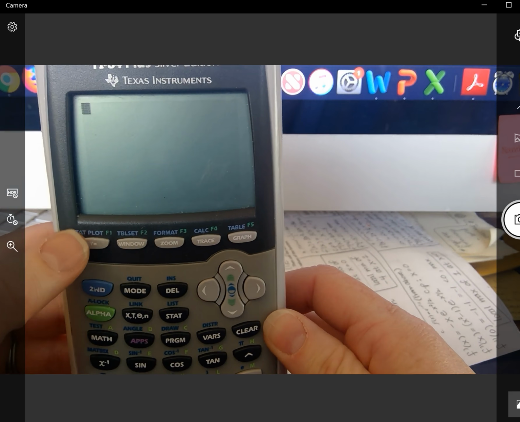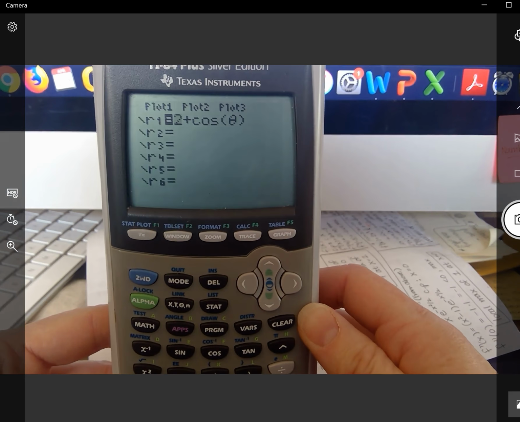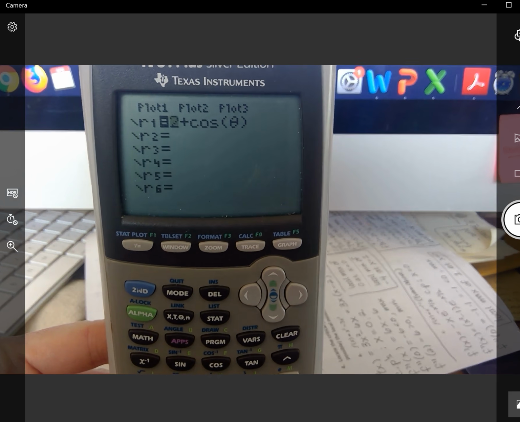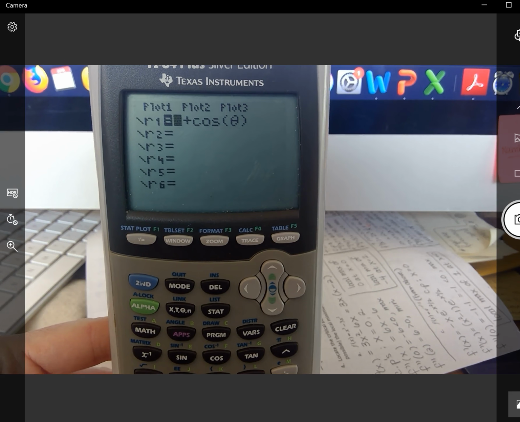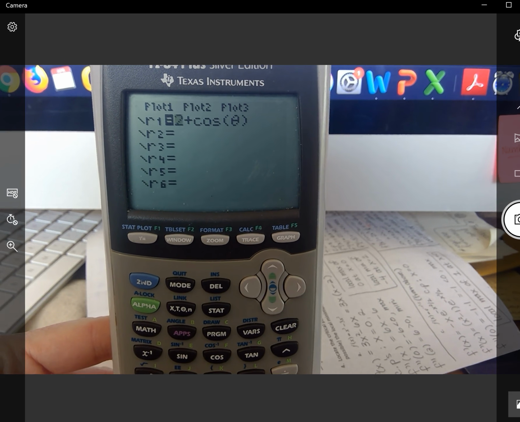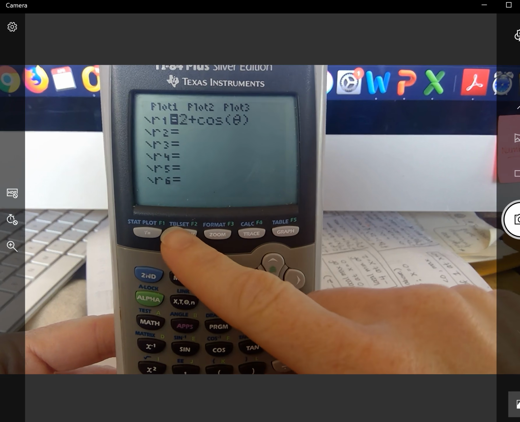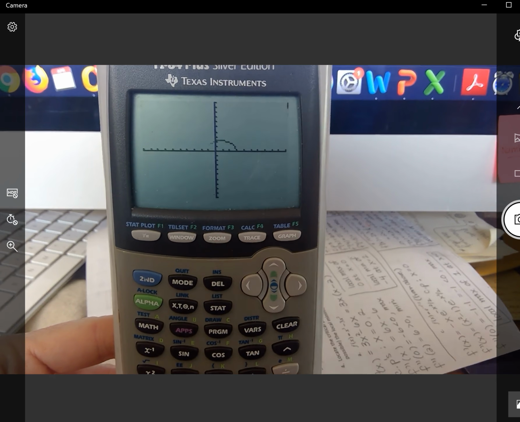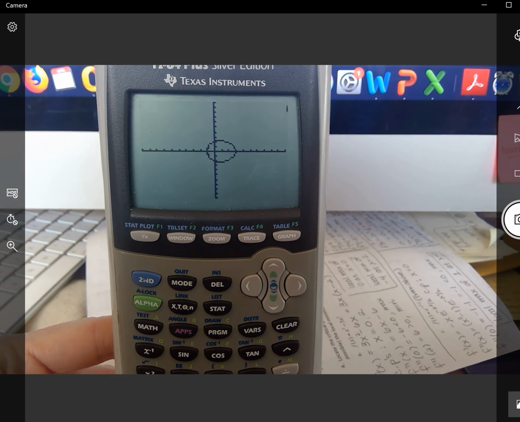I'm going to quit out of there, and I'm going to go to y equals. I already have something like 2 plus cosine of theta. Okay, so that's going to give me a cardioid. So let's go ahead and put in 2 cosine of theta. And the important thing about this is when you go to window. So if I graph this, I don't quite see everything I expect I should see.